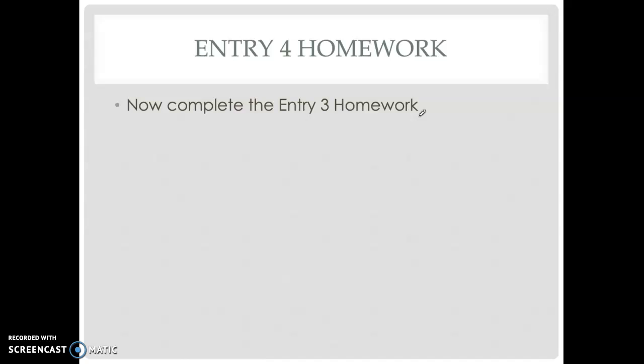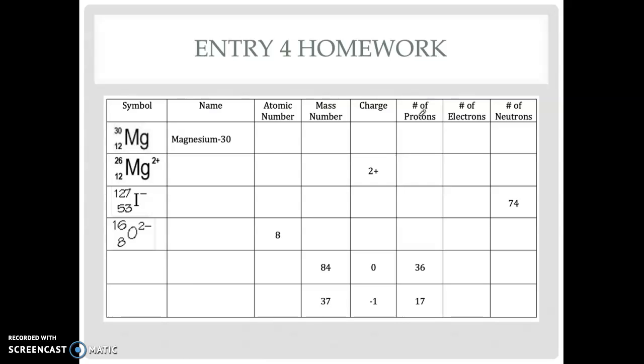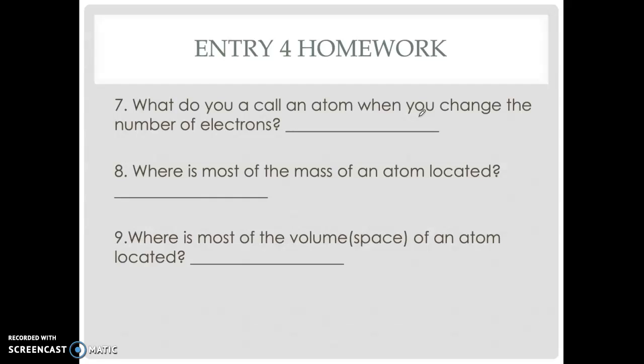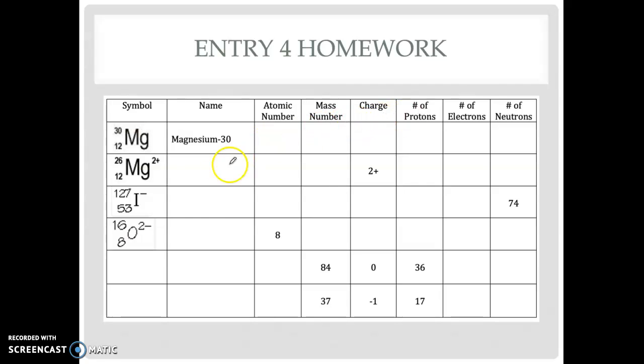Okay, so now you should go complete the entry 4 homework, which looks like this. You got some of these, and then you got a couple of questions. So let's do one of these together. Let's just pick the iodine one. So this is iodine. And then after the dash comes the mass number from the top. Atomic number is 53. Mass number is the big number, 127. Charge here is a negative sign, that's -1.